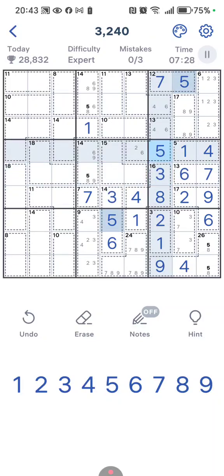Anyway, so 5. That means what's left over? So 5 means this has to be 8. So this has to be 2 and 6. And this has to be 4.